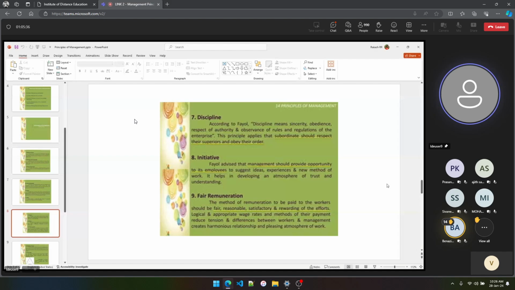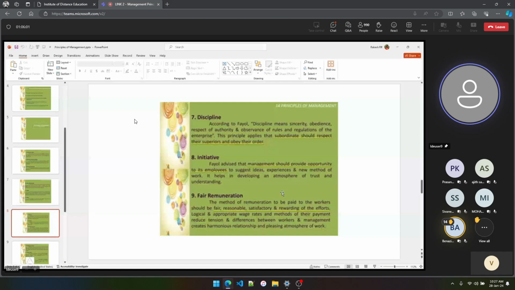And discipline is very much important. Discipline lies everywhere in an organization. Okay, in every aspect, in every process. So that is very much important. Okay, discipline means sincerity, obedience, respect of authority, and observance of rules and regulation of the enterprise. This principle applies that subordinates should respect their superiors and they obey their orders.